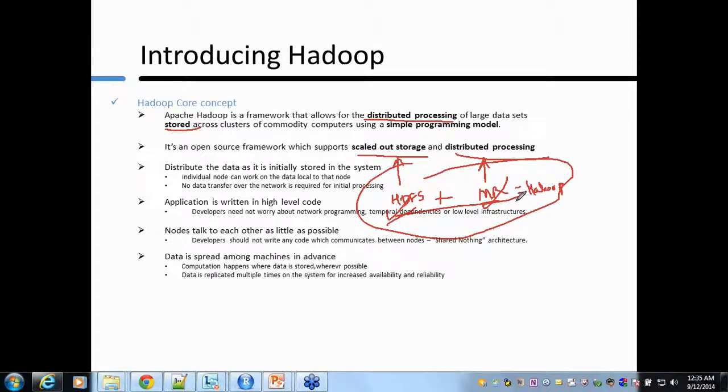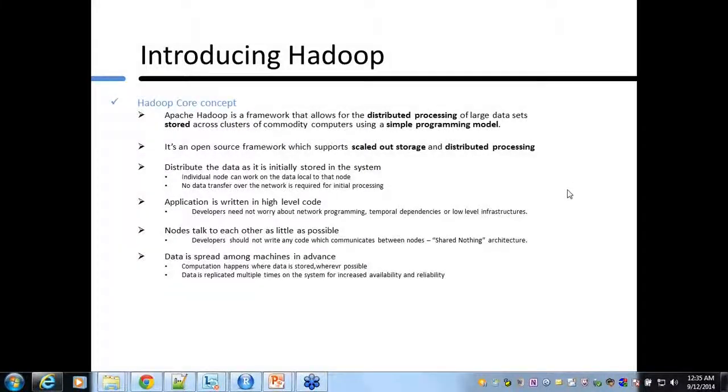SDFS plus MapReduce is equal to Hadoop. It has two components. One component deals with the storage of the data, another component deals with the processing of the data. That's it, right? If you remember it this way, you will never forget what Hadoop is. Okay.